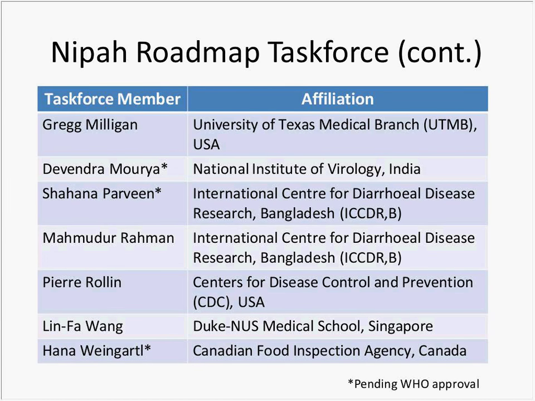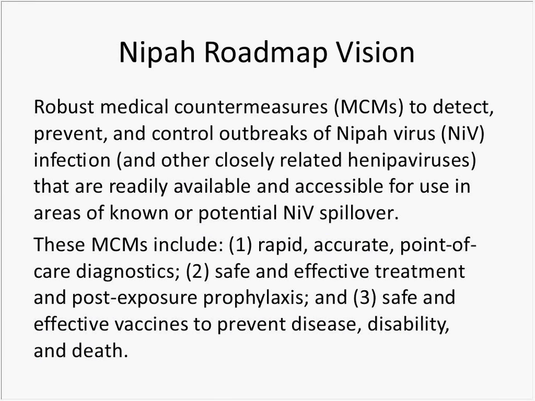In terms of the Nipah roadmap vision, it is to really have robust medical countermeasures to detect, prevent, and control outbreaks of Nipah virus infection or other closely related viruses that are readily available and accessible for use in areas of known or potential Nipah virus spillover. These medical countermeasures include: 1, rapid, accurate point-of-care diagnostics; 2, safe and effective treatment and post-exposure prophylaxis; and 3, safe and effective vaccines to prevent disease, disability, and death.